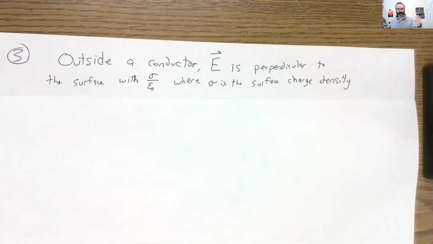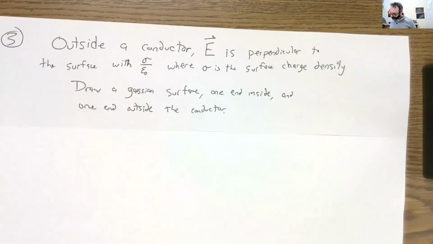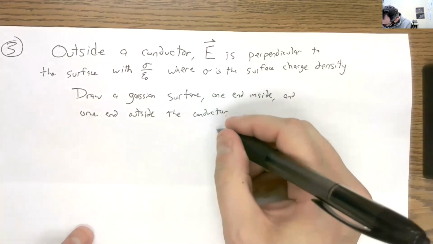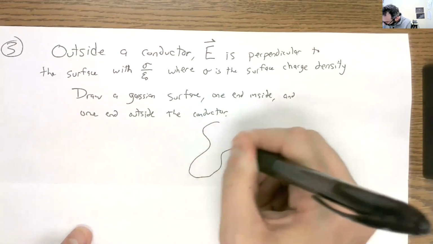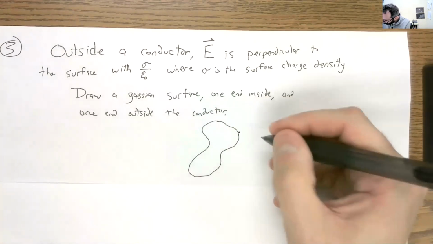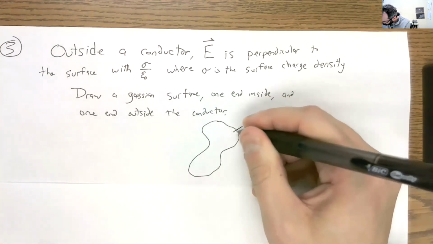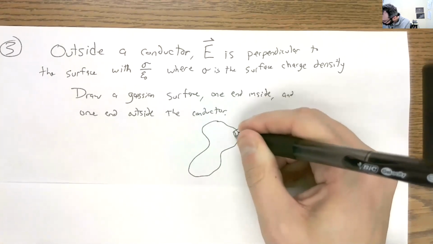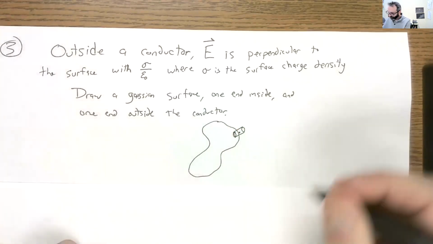So how many coulombs per square meter are there on the surface of this conductor at a given point? The way we can see that is you draw a Gaussian surface with one end inside the conductor and one end outside the conductor. Let me draw this same kind of weird shaped conductor, blob of metal. If I want to know what the electric field is right at this point, I'll draw a little Gaussian surface here, with part of it inside and part of it outside. Maybe there's a few shapes you could use. I'll try a cylinder here.